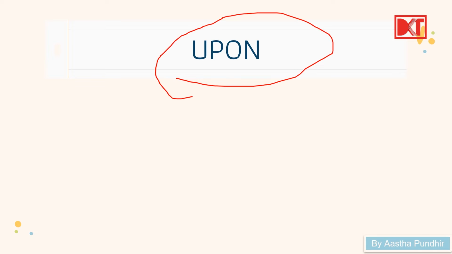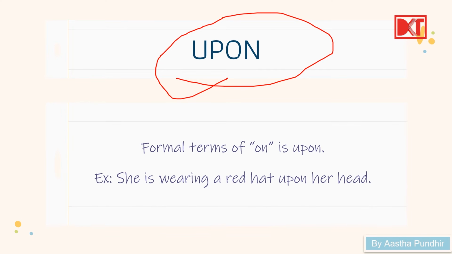So now the next preposition is upon. When is this used? Formal terms of on, जहाँ हमने on use किया था उसकी जगह formally हम use करते हैं upon. Let's see how. She is wearing a red hat upon her head. Similar meanings of upon, but हम इसे formally use करते हैं. Alright?